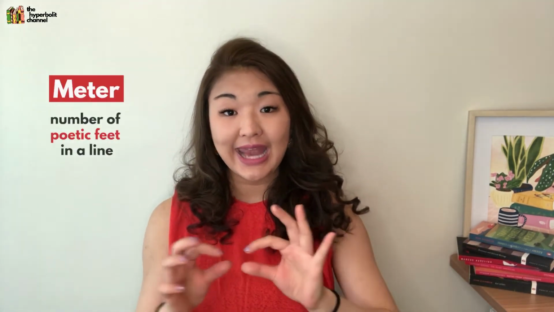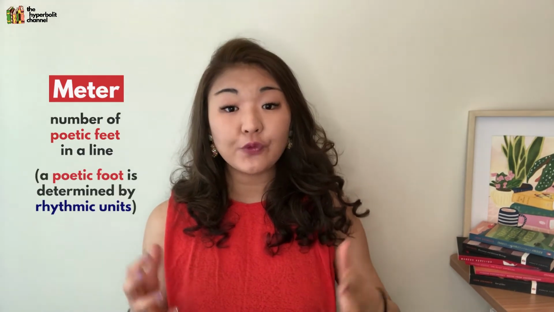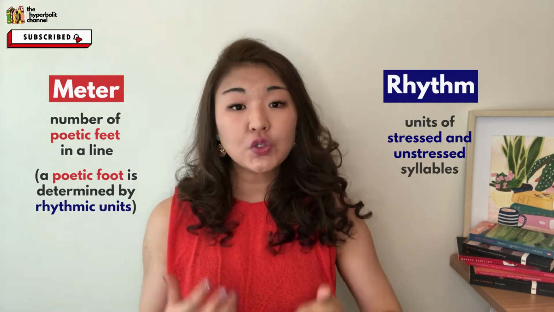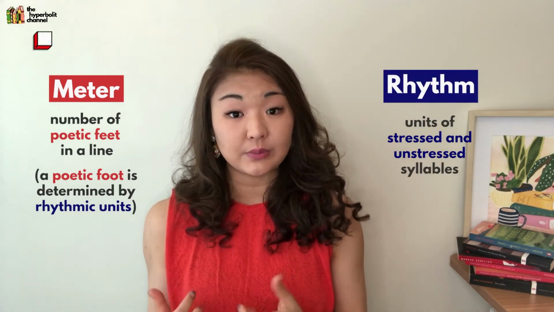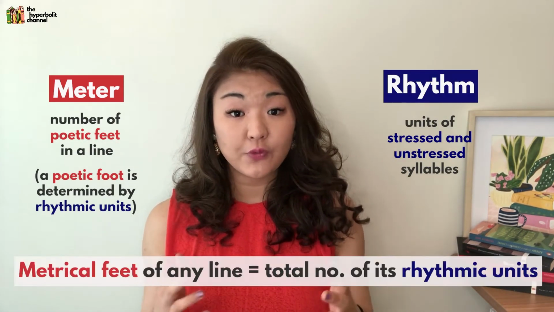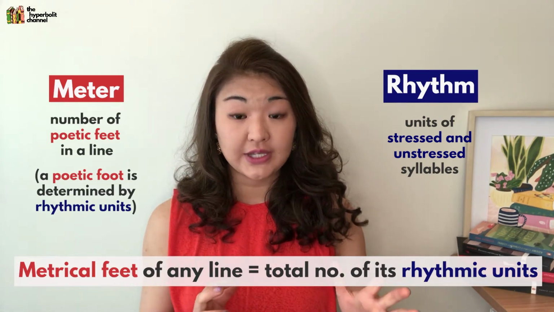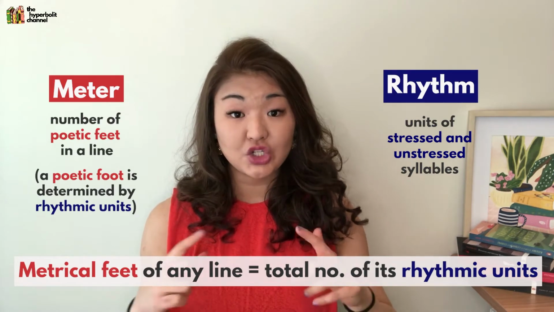Meter refers to the number of poetic feet in any given line, and a poetic foot is determined by rhythmic units, which are composed of stressed or unstressed syllables. Now this means that the metrical feet of any poetic line is the total number of its rhythmic units. More on this in the next section of our video.